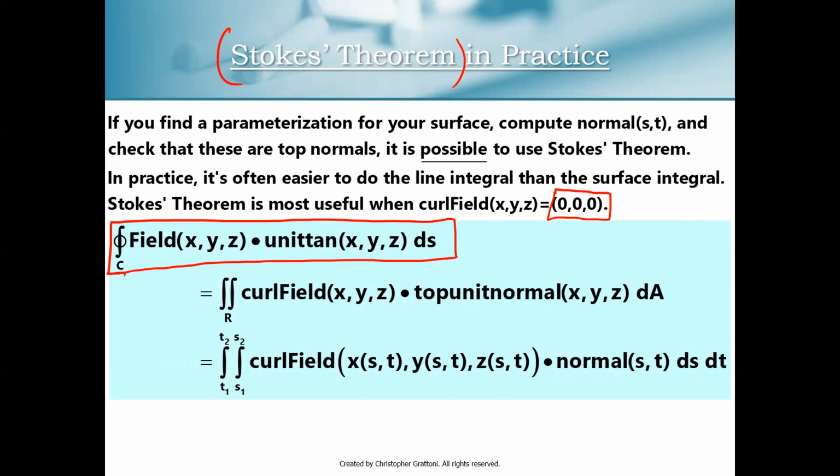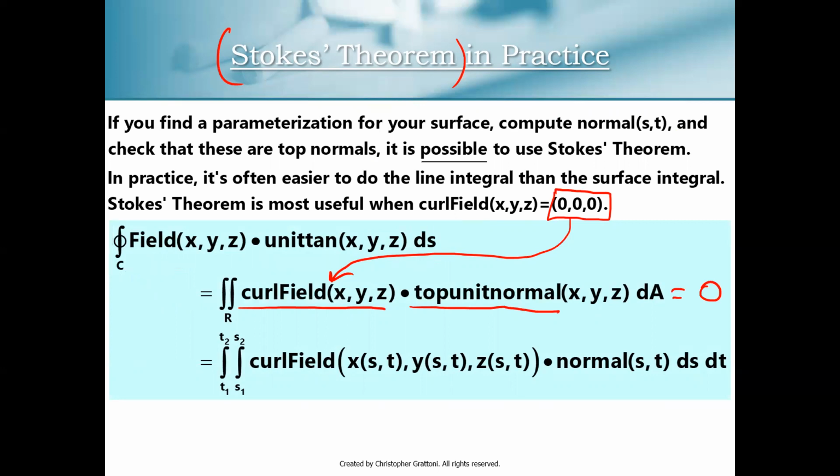We said, I don't want to deal with this path integral that was going to be somewhat unpleasant. Instead, I'm going to switch over to a surface integral. I'm going to plug in 0, 0, 0 for the curl, because that's what I computed. And 0, 0, 0 dotted with any top unit normal that I could have ended up computing, for whatever my parameterization for R was, that dot product was going to equal 0. So my surface integral ends up equaling 0, and I'm done. So that was a nifty little shortcut.